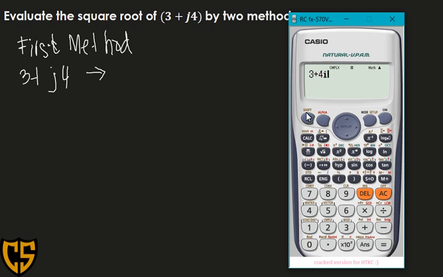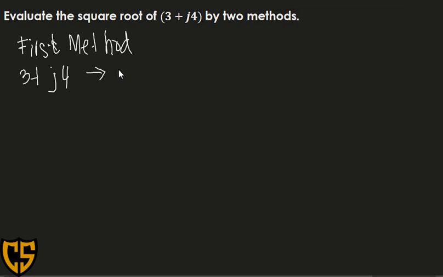Then, convert it into its polar form, we have 3 plus j4. So this will be equal to 5 angle 53.13 degrees. So we have 5 angle 53.13 degrees. So that is the equivalent.